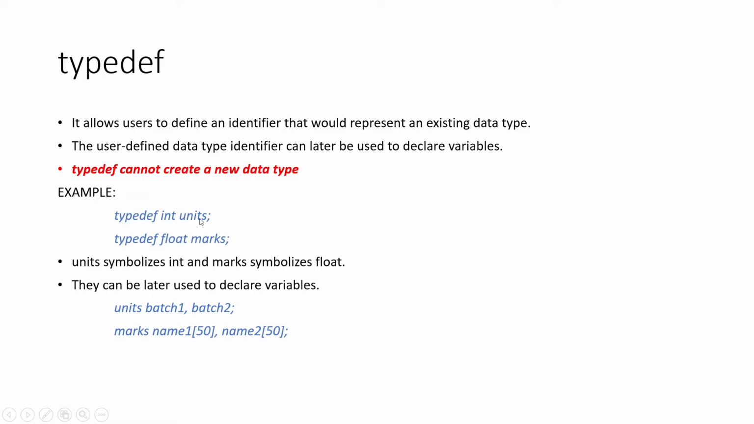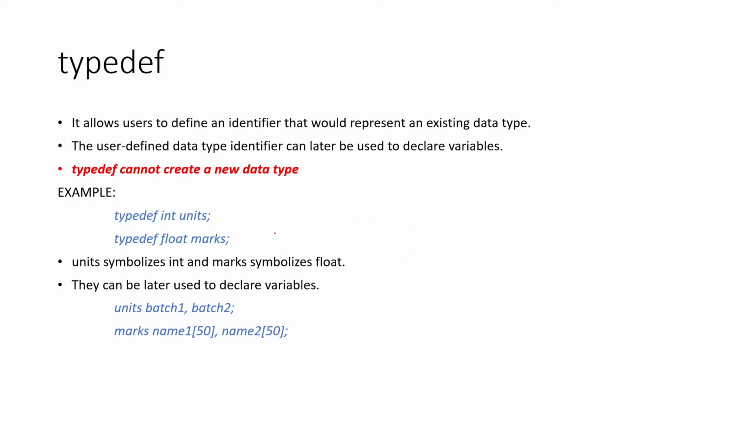Typedef int units means now even if you use units, it means int itself. Similarly, typedef float marks. So after this, even if I use marks, that is equivalent to float. So instead of giving int batch 1, batch 2, I am giving units batch 1, batch 2. This line is equivalent to int batch 1, batch 2. So typedef is actually allowing us to use another name for the existing data type, and that other name will be more meaningful when we are dealing with a particular program.